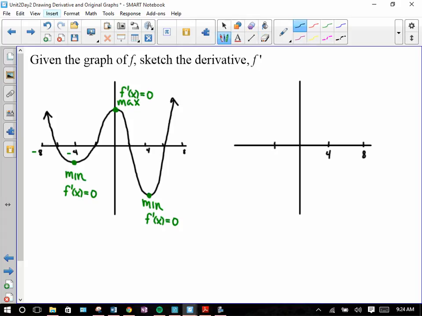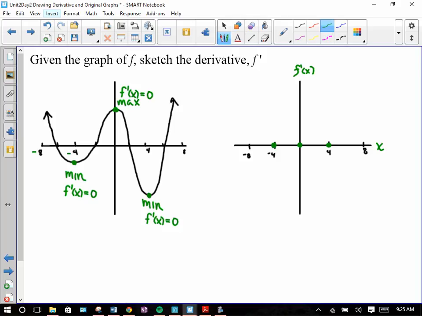And we have negative 4, and we have 8, or negative 8. Alright, so, we know that the first derivative is going to be equal to 0 at negative 4, so I plot that right there. At 0 and at 4. Alright, so again, this is my f prime of x-axis, this is my x-axis.